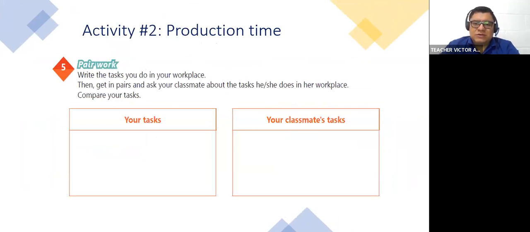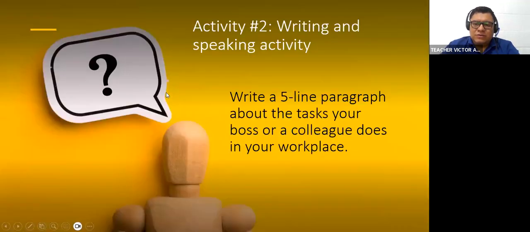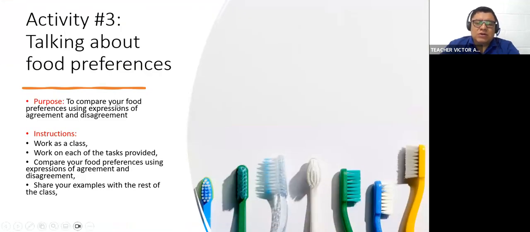Let's continue because we have some other things to do. We've been doing this so far, right? When you describe those activities for your classmates. Now we're going to talk about food preferences, right? So you will compare your food preferences using the expressions of agreement and disagreement. Do you know what is the meaning of this? When we say agreement and disagreement? What is this, guys? Agreement and disagreement.